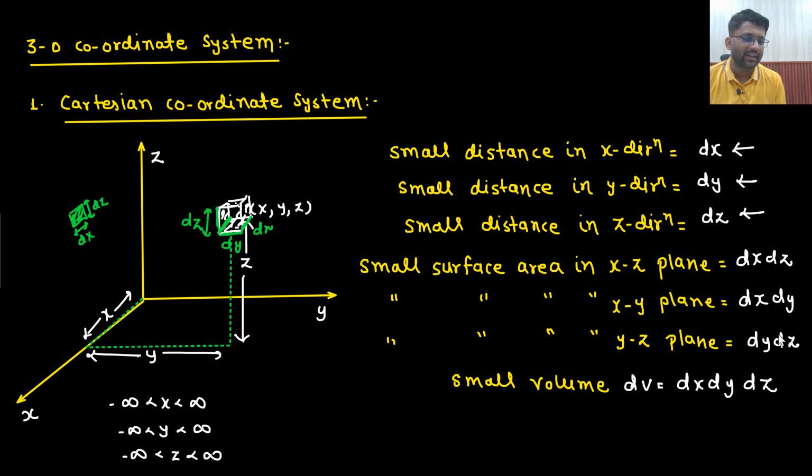And if you want the surface area, then these are the surface areas. In xz plane, just talk about x and z. That means dx dz. In xy plane, only talk about x and y, so dx dy. In yz plane, only talk about y and z, dy dz. That's it. Understandable? So this is your Cartesian coordinate system that we already studied.